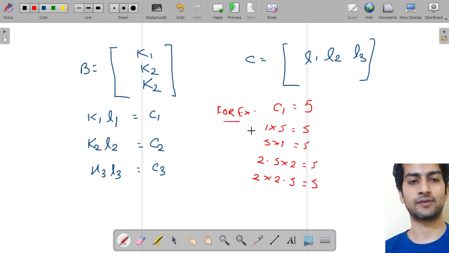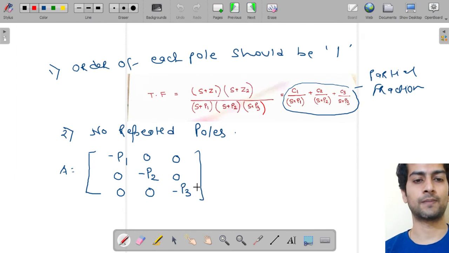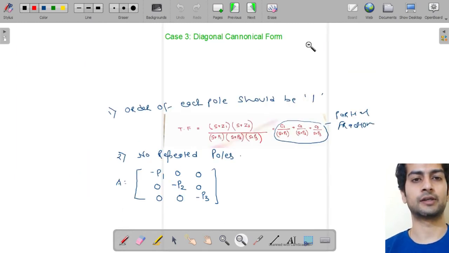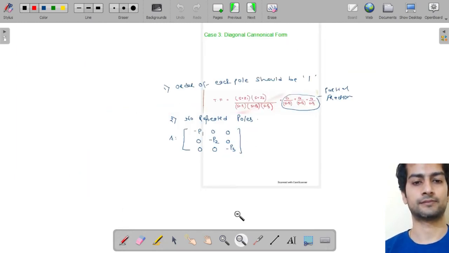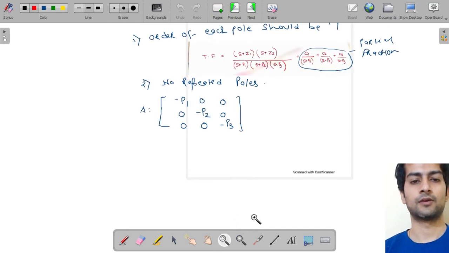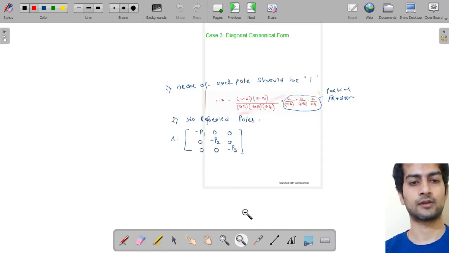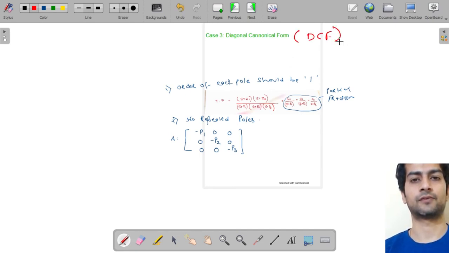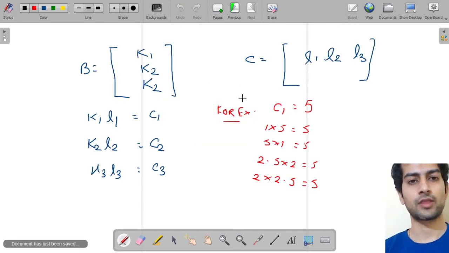We saw it in SFG, we saw it in CCF and OCF. We are seeing it in DCF also, diagonal canonical form. We also call it DCF. So this was all about DCF.